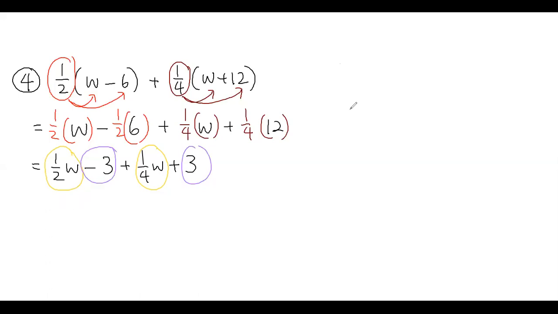So you gotta add up 1/2 and a fourth. Well, half is the same thing as 2/4. So half W is the same thing as 2/4 W. 2/4 plus 1/4, that gives me 3/4. 3/4 W. Minus 3 plus 3, opposites. So when you add them together, that's 0. Well, I got 3/4 W.